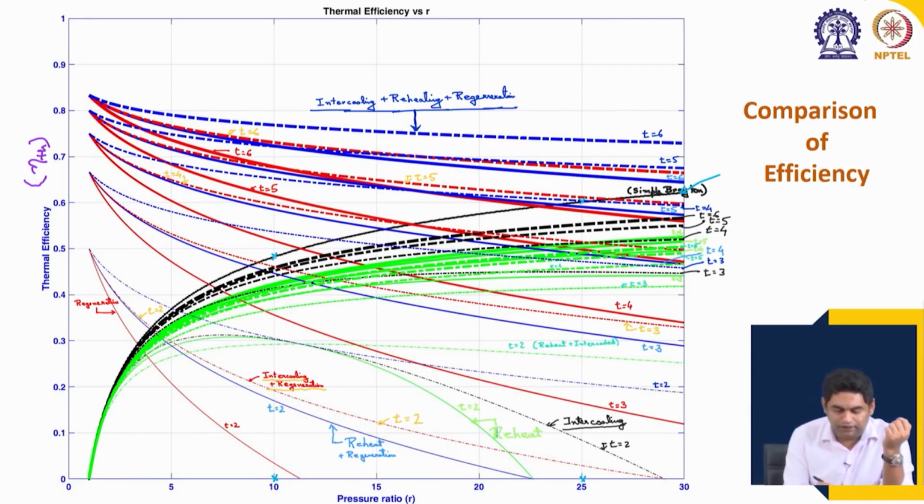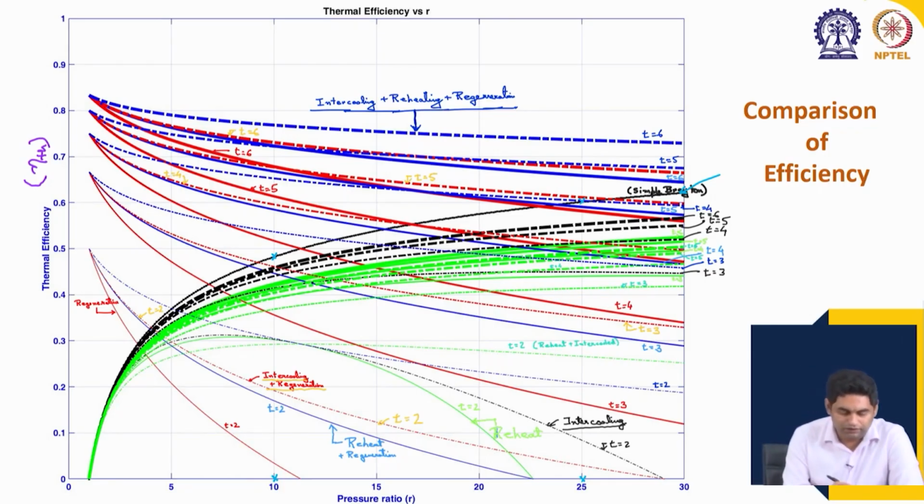Now, all the solid lines of different colors. We have specified each of the processes by different colors. The solid lines are for processes without intercooling, and the corresponding same color dashed lines are for the same processes, but now with intercooling also added. Okay. So, we will go to the next one that we have studied, which is regeneration.